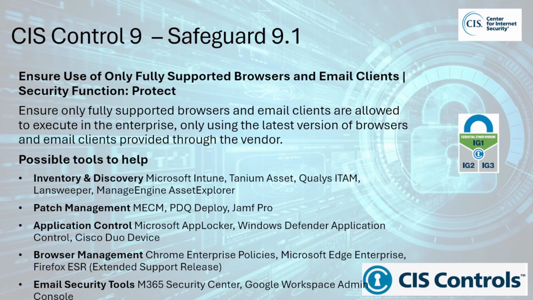Safeguard 9.1. Ensure use of only fully supported browsers and email clients. Comes under the Protect Security function and is within Implementation Group 1. The safeguard requires organizations to allow only fully supported and up-to-date browsers and email clients to run within their environments. Fully supported means the software is actively maintained by the vendor, it receives security updates and patches regularly, it is the latest stable version, not legacy or end of life.